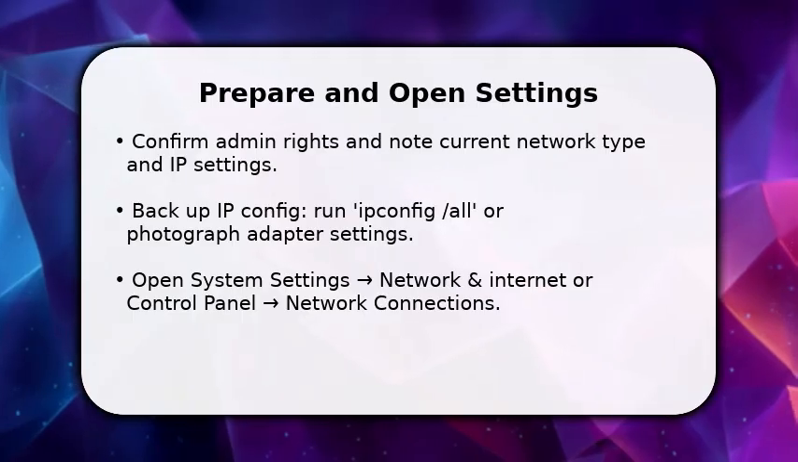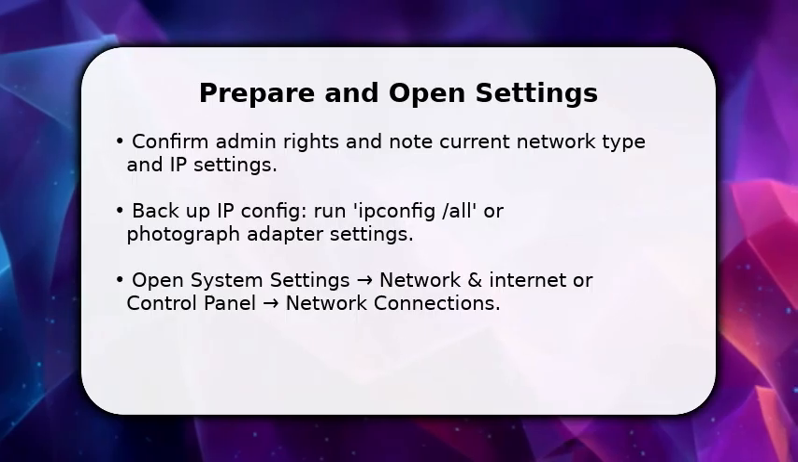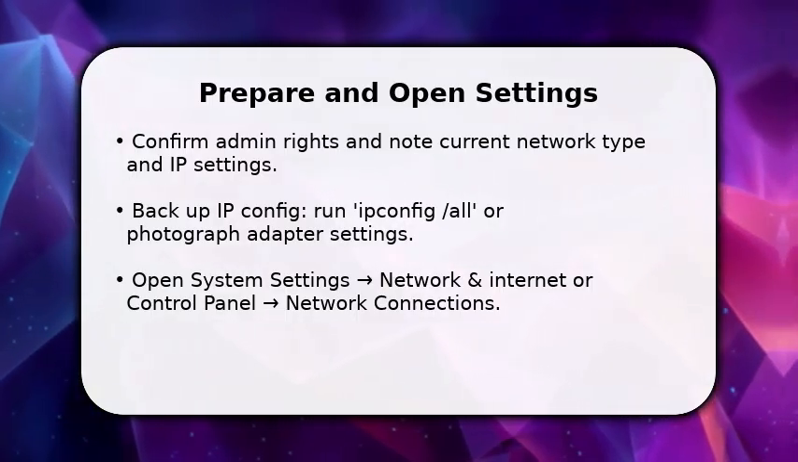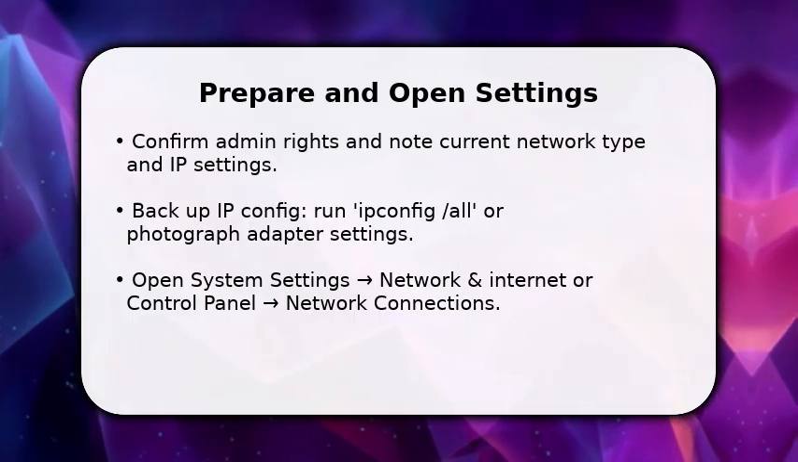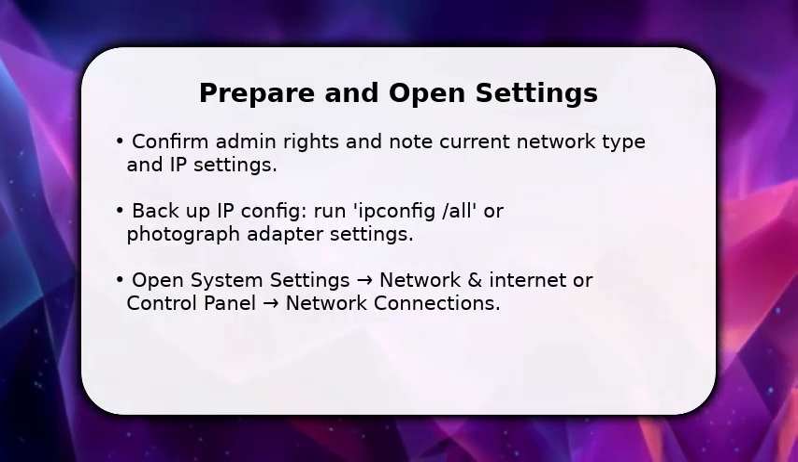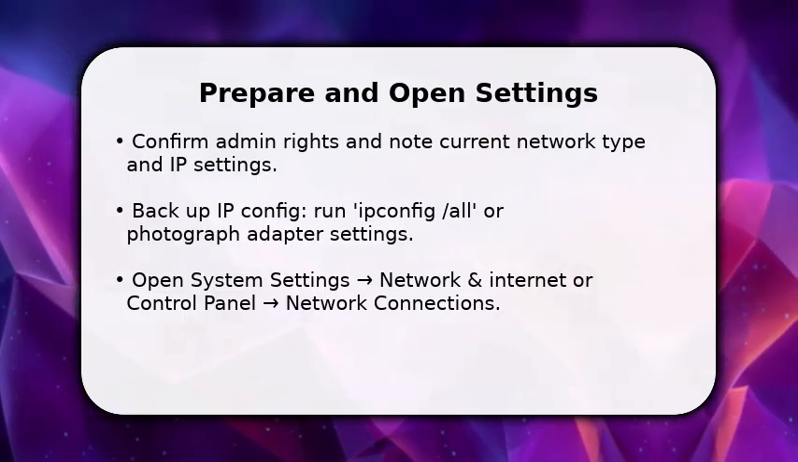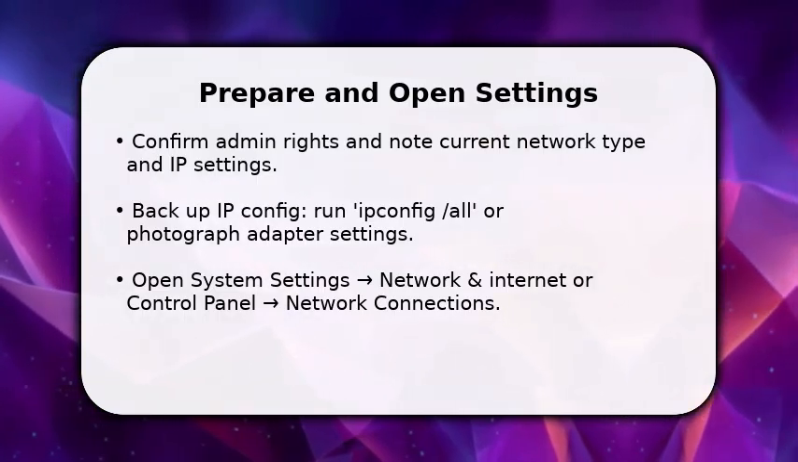You begin by confirming you have administrator rights. This ensures changes persist. Once done, document the existing adapter settings and the current network type so you can revert if needed. Now open Network and Internet in Settings or go to Control Panel, right arrow Network Connections.